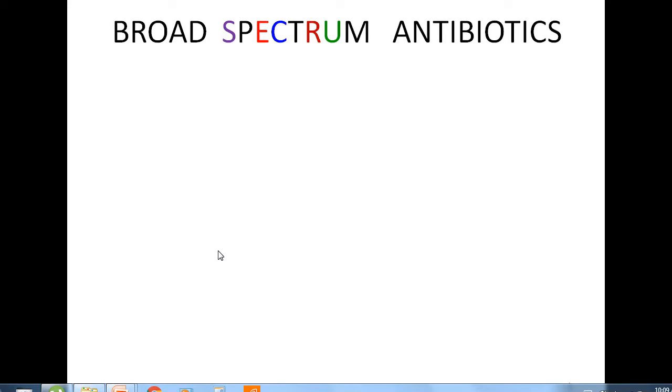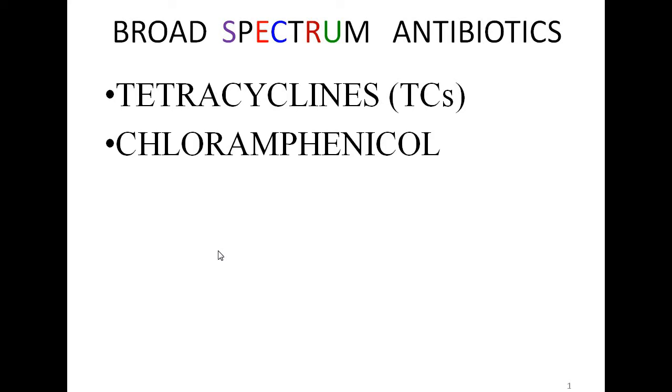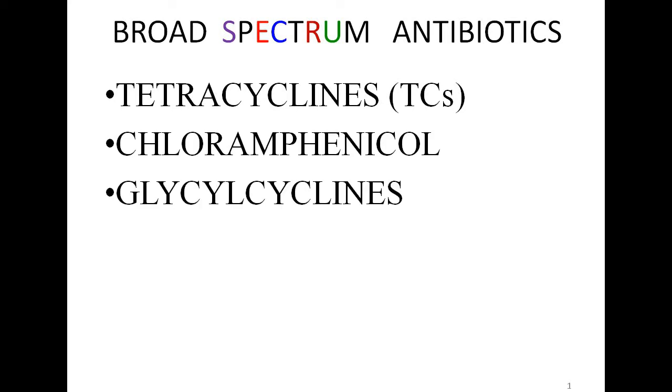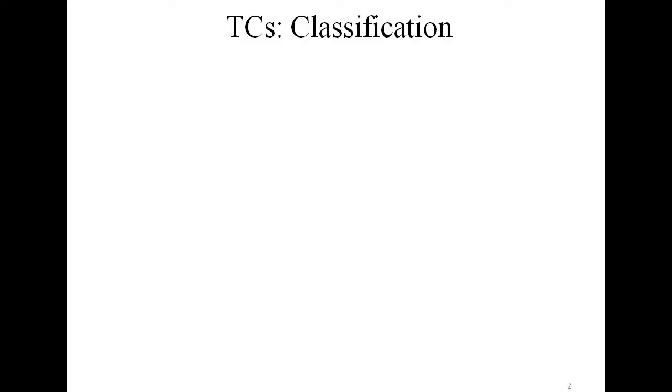We have under the broad spectrum antibiotics the tetracyclines, chloramphenicol, and one drug which comes under the group of glycylcyclines. Tetracyclines are called tetracyclines because in their structure they have 4 cyclical rings.